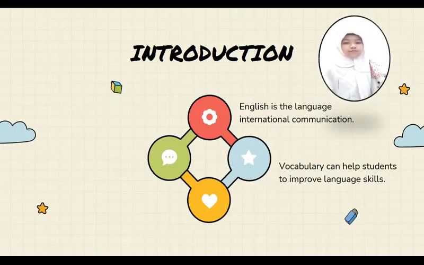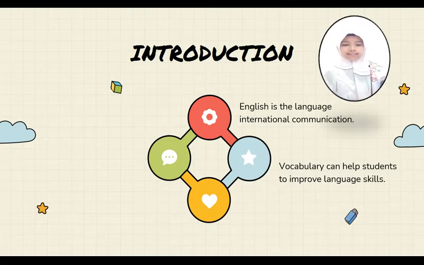Okay, let's move to the introduction. English is the language of international communication. English may not be the most spoken language in the world, but it is the official language of 43 countries and spoken by around 400 million people across the world. In learning English, there are 4 language skills. These are listening, speaking, reading, and also writing.